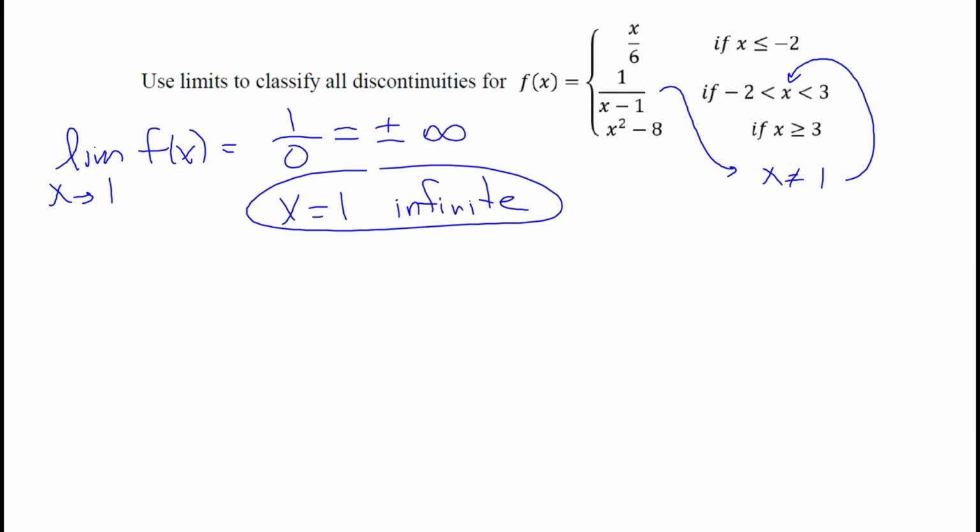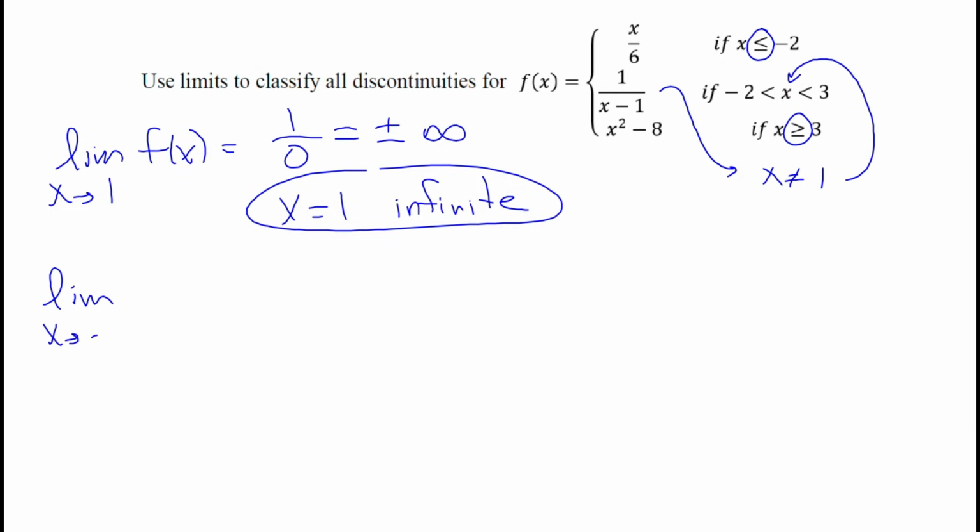Then we'll look at the pieces at negative 2 and at 3. We're not guaranteed discontinuities at either of them because there is an or equal to for both of them, but we still need to check this. Right? So if the limits are the same from the left and the right, there won't be a discontinuity, but if they're different, it'll be a jump discontinuity.